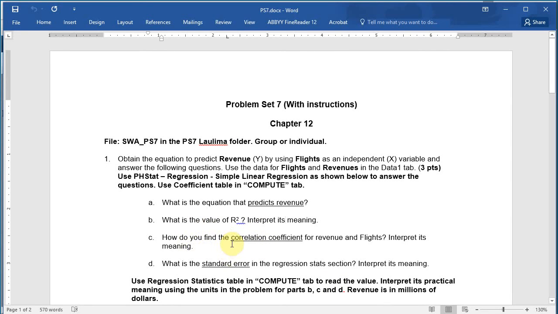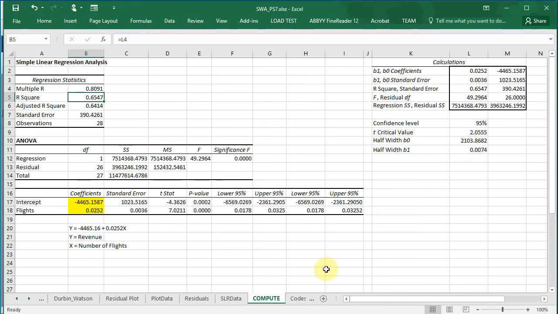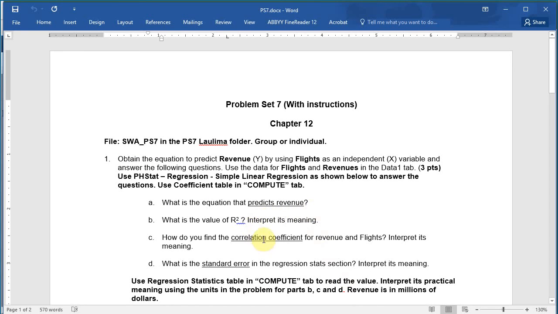Okay, let's see. How do you find the correlation coefficient for revenue and flights? Well, the correlation coefficient is simply this, actually. If you take the square root of B5, you get exactly this number. And this number is actually the square root of C12, this divided by this, and this is the sum of squares as a result of the regression itself out of the total. And so that's what the correlation coefficient is.